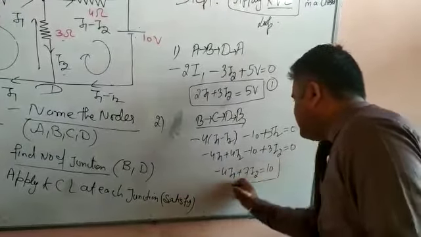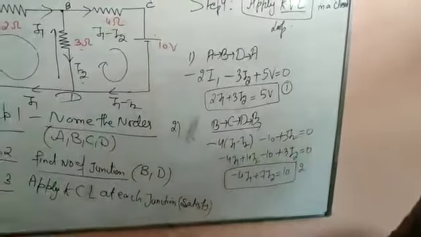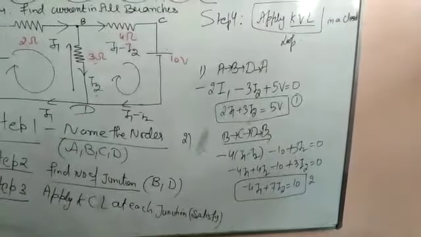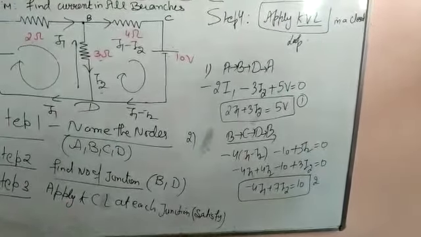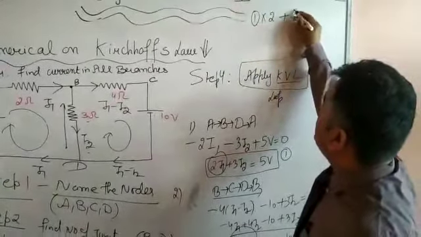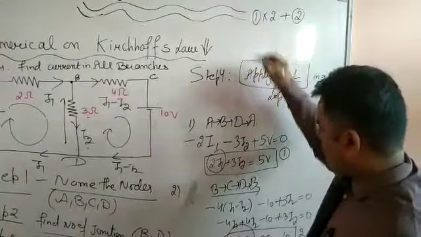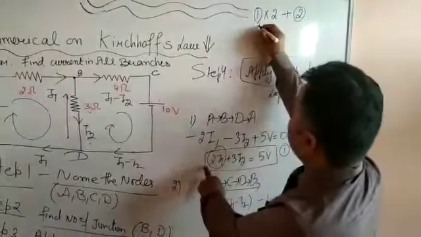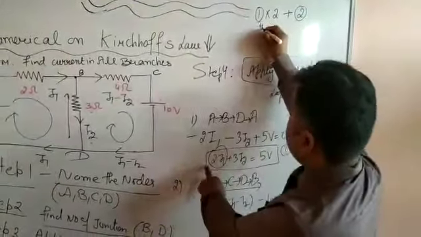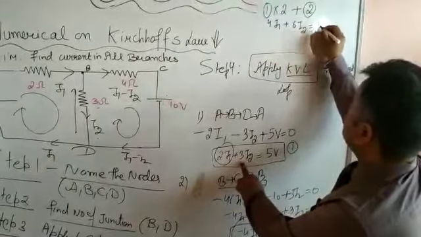Now solve these two equations, 1 and 2. How will you solve this? In 9th or 10th class, we always try to make one coefficient the same. This is 2, this is minus 4. Now what you will do is multiply equation 1 by 2 and add it to equation number 2. Now I am multiplying it by 2, that is 4I1 plus 6I2 is equal to 10.